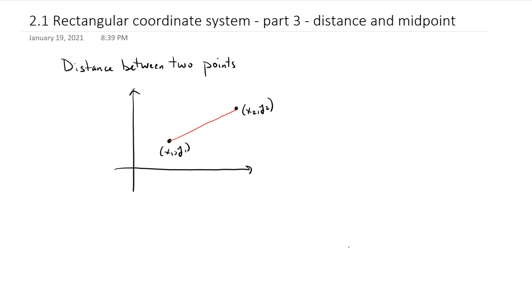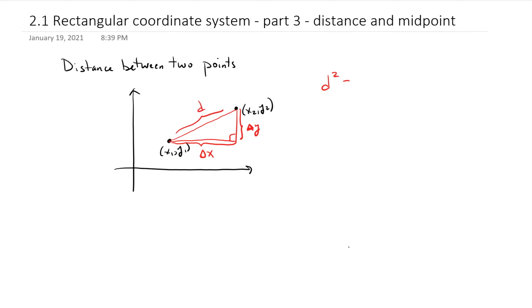And a way of getting that length is to create a right triangle like so. This leg of the triangle here has a length that corresponds to the change in x. This other leg here has a length that corresponds to the change in y, so delta x and delta y. And therefore the distance that I'm looking for is the hypotenuse of this right triangle.